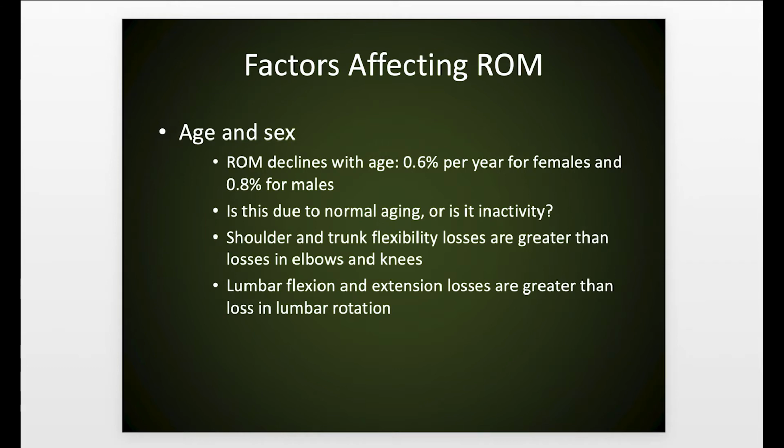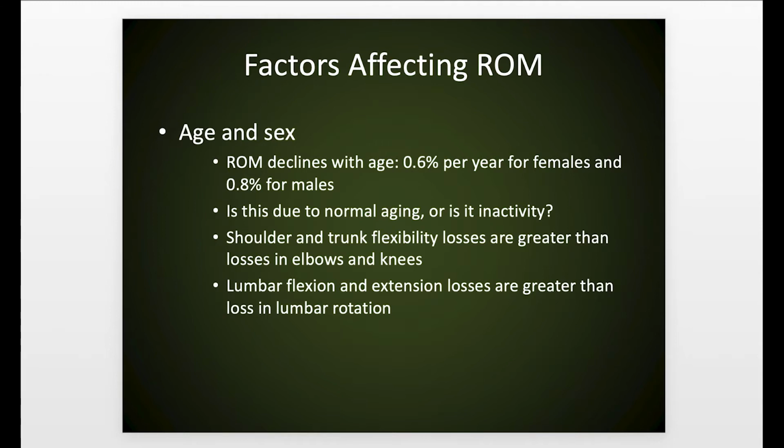So on average, about 0.6% of a decrease in range of motion per year for females and 0.8 for males. So males tend to have a more steadily decreasing amount of range of motion throughout our life cycle. The shoulder and the trunk flexibility losses are actually greater than losses maybe in the elbows and the knees.